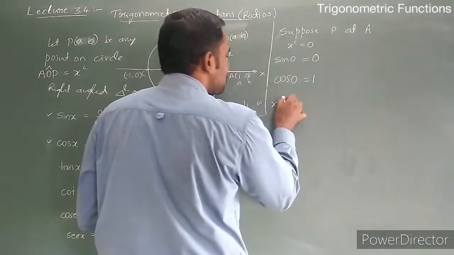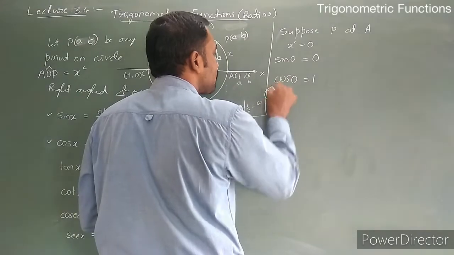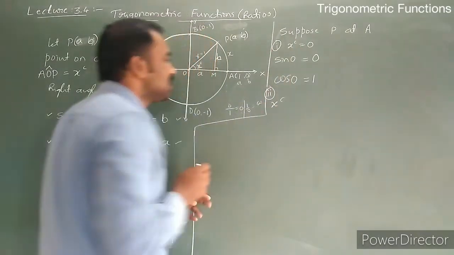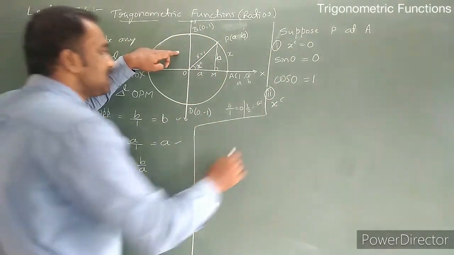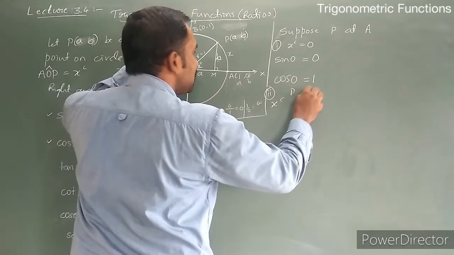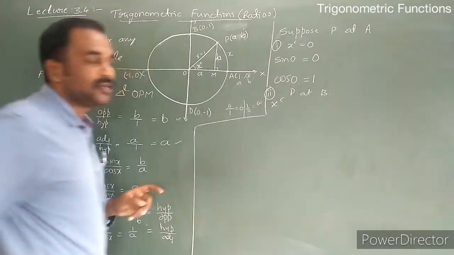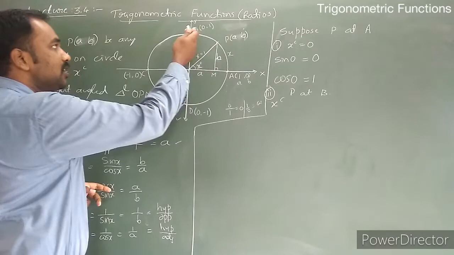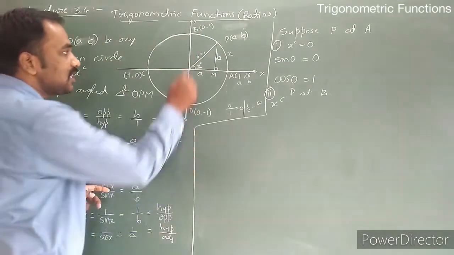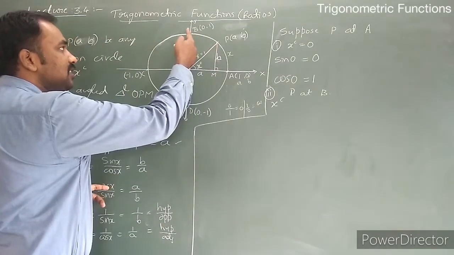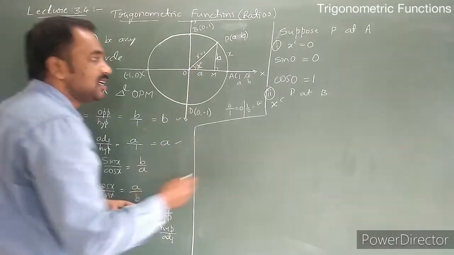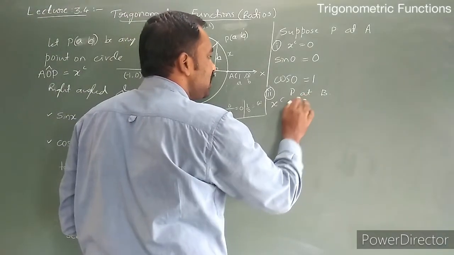Similarly, suppose the second case. This is the first case, and this is the second case. Suppose the P point is at B. This P point lies at B. Now, what is the central angle? If the P point lies at B, the central angle is equal to 90 degrees.